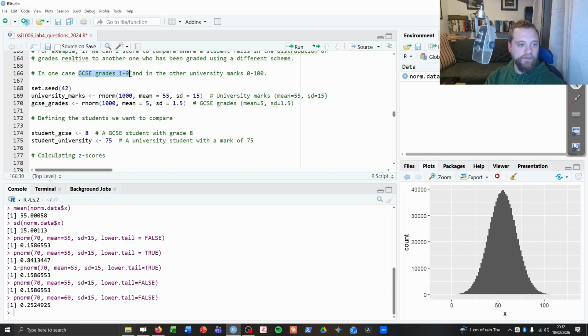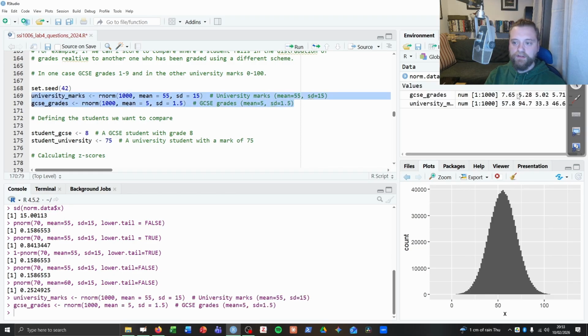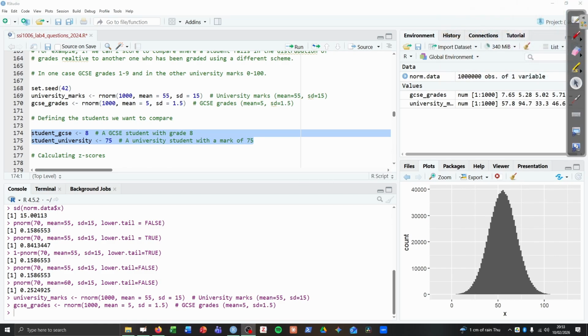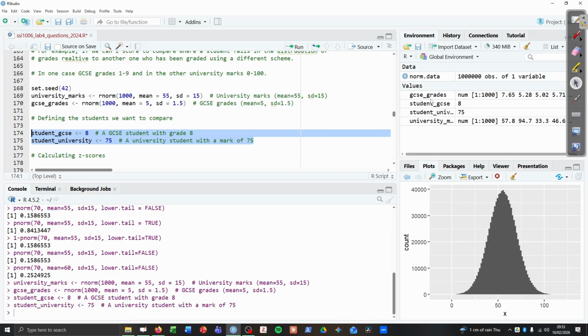As some of you will know, GCSE outcomes in the UK are from 1 to 9. So let's imagine that the mean is about 5 and the standard deviation is about 1.5, and again we're going to generate 1,000 observations. So we have GCSE scores and university scores. Now let's imagine and read into our code in R. I'll just get rid of myself so you can see what we're reading in here. Our GCSE student is going to have a score of 8 and our university student a score of 75. You can see this appearing in our environment over here.